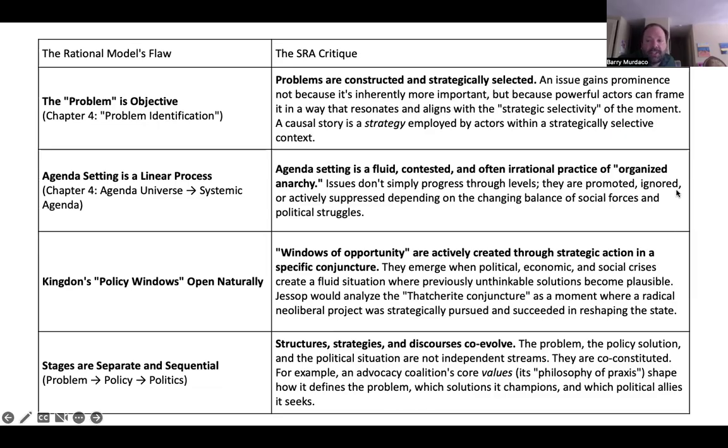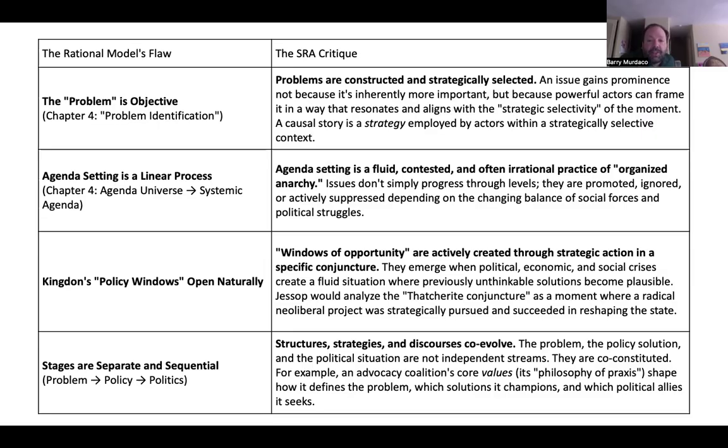Agenda setting is a fluid, contested, and irrational practice of organized anarchy. Issues don't simply progress through levels, they are promoted, ignored, or actively suppressed depending on the changing balance of social forces and political struggles. Windows of opportunity are actively created through strategic action in a specific conjuncture. They emerge when political, economic, and social crises create a fluid situation where previously unthinkable solutions become plausible.